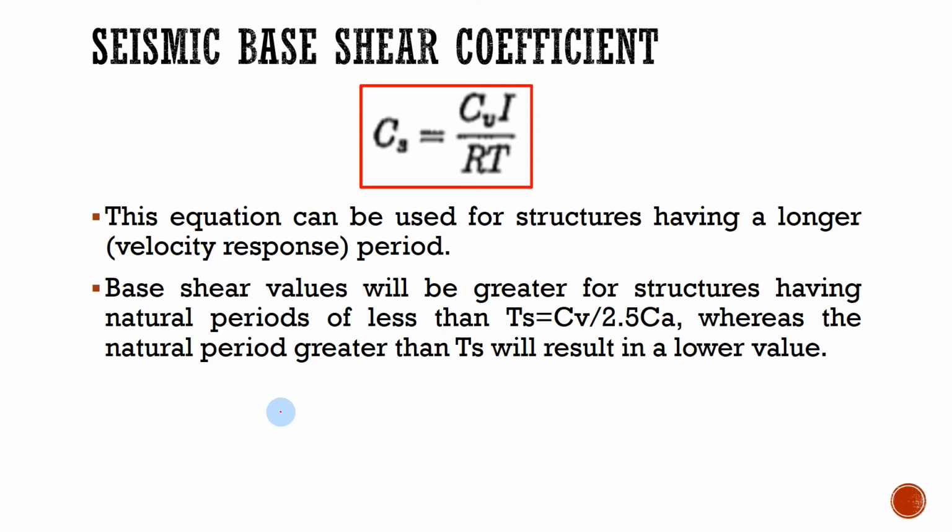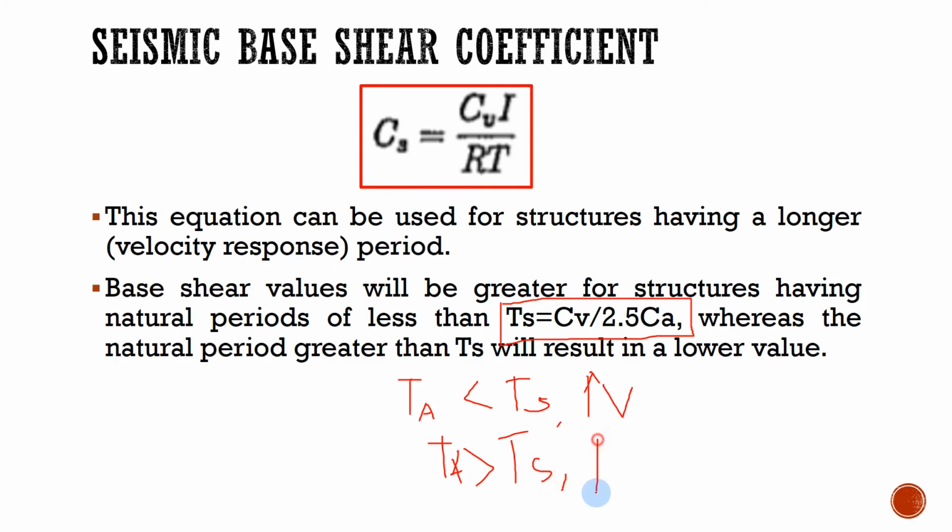For structures having natural periods of less than TS, TS is equal to CV over 2.5 of CA. Okay? So pag less than an inyo value, if your T na makuha, specifically for method A, is less than TS, then you will have a greater value for base shear. Whereas, if your TA is greater than TS, then you will have a lower value for V, or base shear.